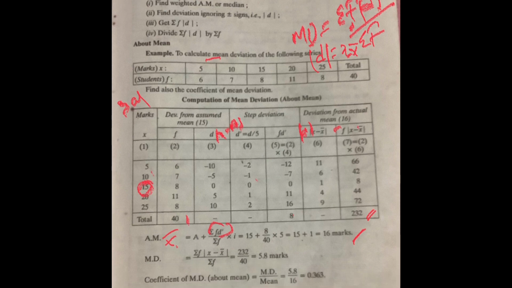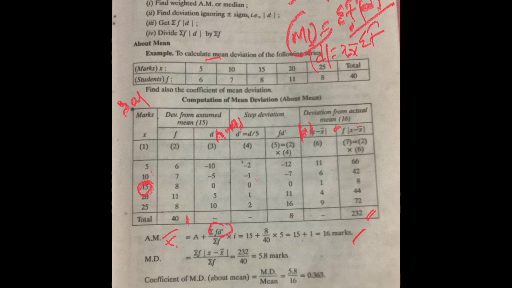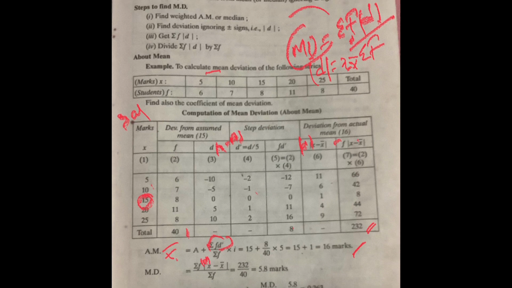So you found the d modulus. Now you can easily put it in this particular formula. Summation of f d modulus, you found, and summation of f. Now mean deviation about mean is equal to summation of f d modulus, where d modulus is x minus x bar. Don't get confused. Divided by summation of f.